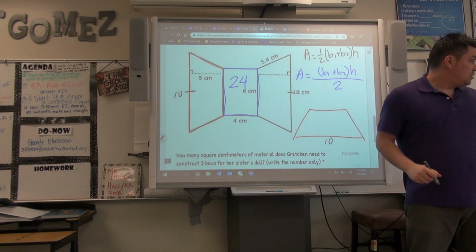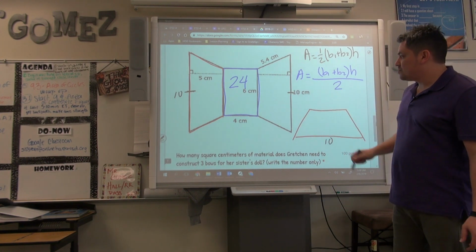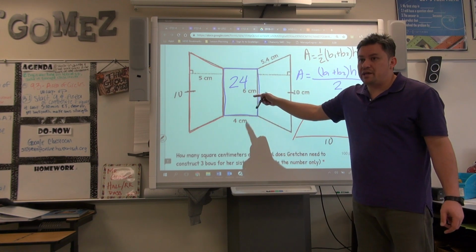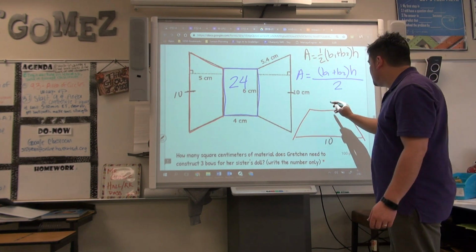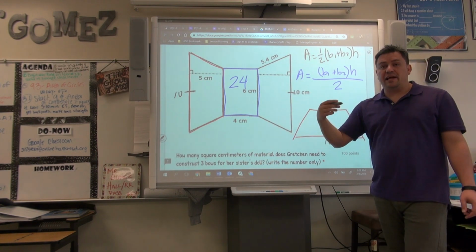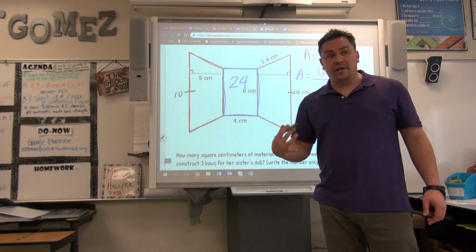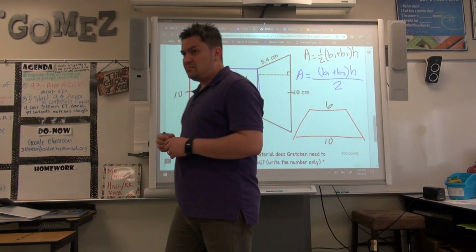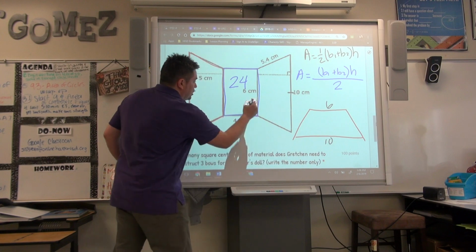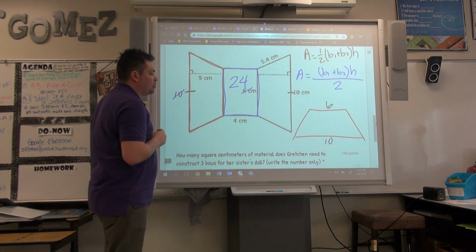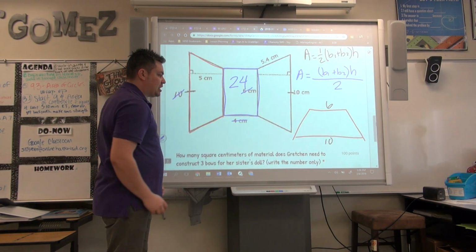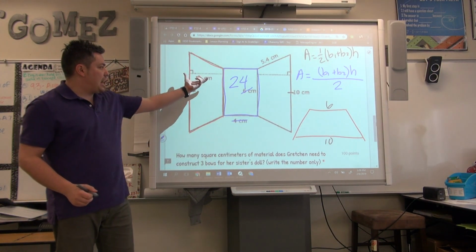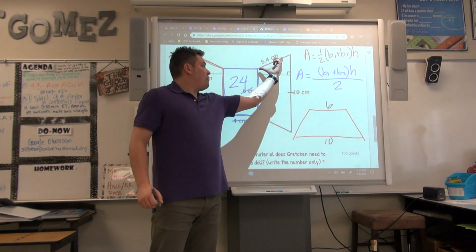Now the top is going to be what? This right here. 6. It's labeled right there. So you got to look for those numbers, guys. And by the way, these are centimeters, so the answer is going to be in centimeters squared because it's area again. Now, for the height, we already used this number. We already used this number. We don't care about this number because that was nowhere near the trapezoid. So for the height, we have 5 and we have 5.4.